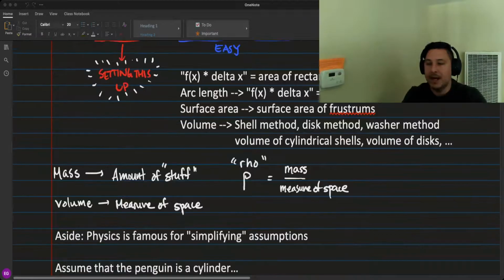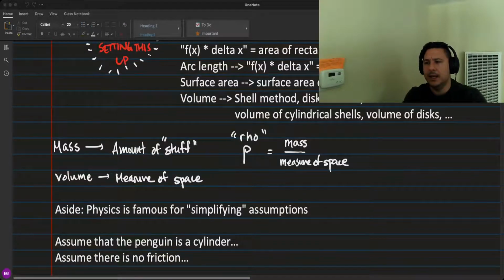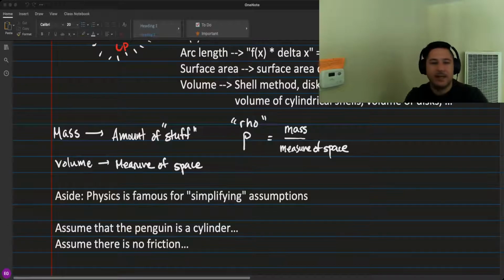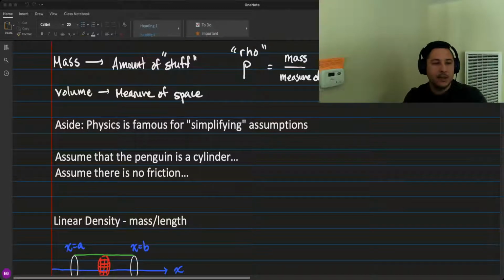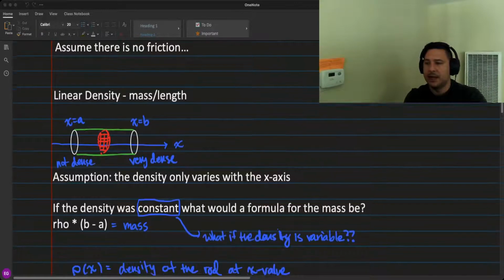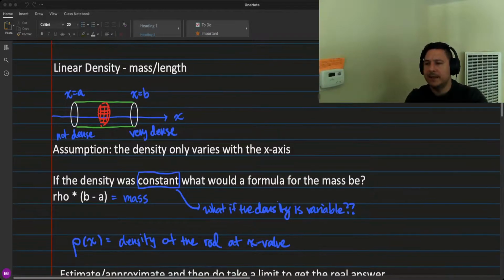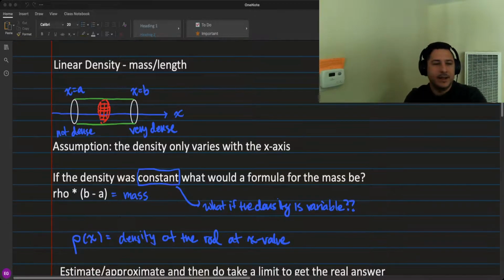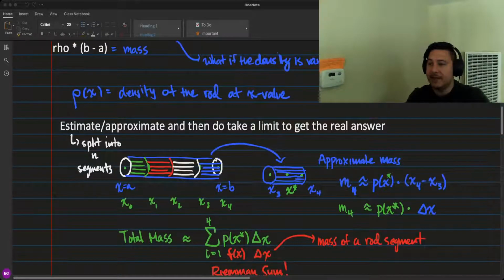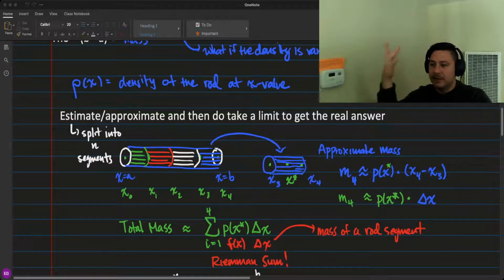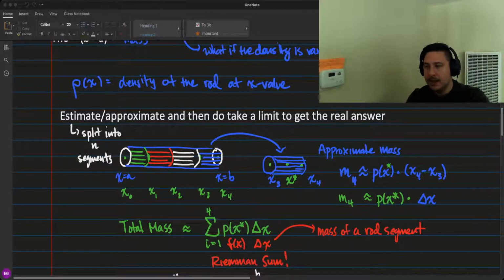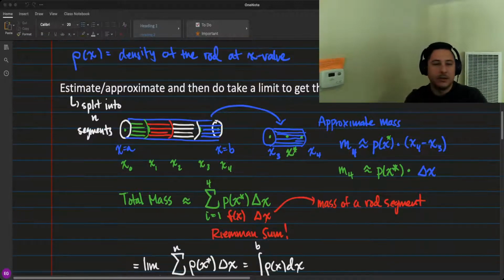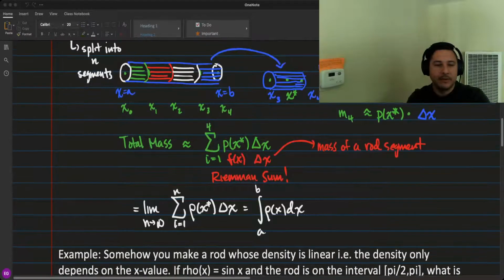So last time we took this idea and used it to calculate mass given density. We start off with linear density, where the density just depends upon some distance on the x-axis. We used that to calculate mass. We had this little rod, we broke up the rod into pieces, that's the approximation. We calculated the mass for each of those little pieces of the rod, and then we were able to solve an integral to come up with the total mass of the rod.